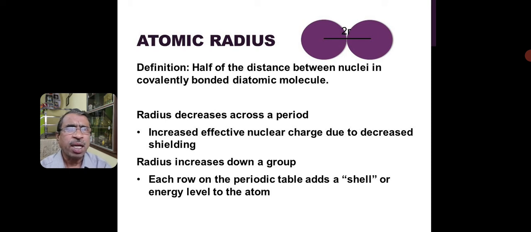Atomic radius decreases across a period. It is due to increase in effective nuclear charge and decrease in shielding effect. And atomic radius increases down the group due to increase in the number of shells in the atom.